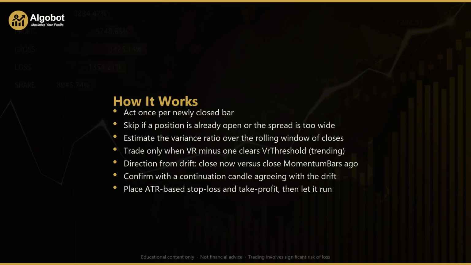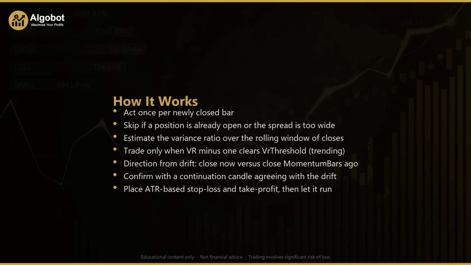Let's walk through the exact logic, step by step. Everything happens on a newly closed bar. When a bar closes, the EA records it and checks whether it has enough history. It needs the full rolling window of closes before it can do anything. First comes housekeeping. The strategy allows only one position per magic number at a time. So if a trade is already open, it waits and lets the stop and target manage that position.